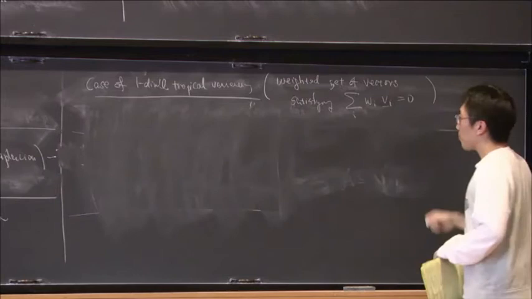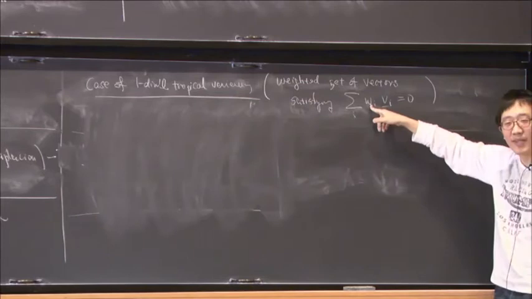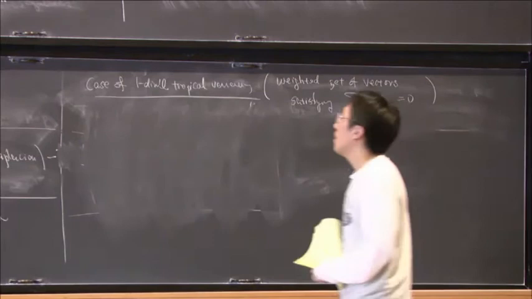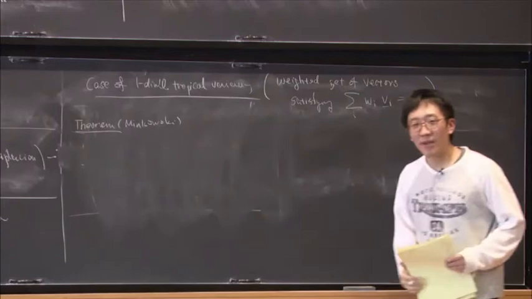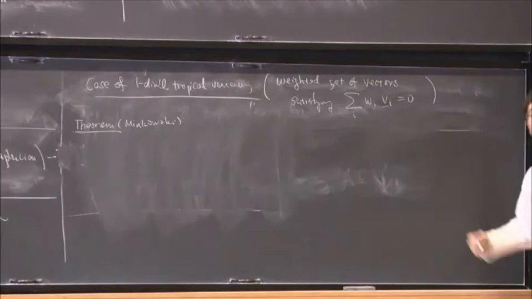So let's say you were given a collection of vectors together with vertex weights, which satisfies this equality. And the amazing theorem of Minkowski in this case, concerning one-dimensional tropical varieties, collection of vectors with weights satisfying this, in Ln.